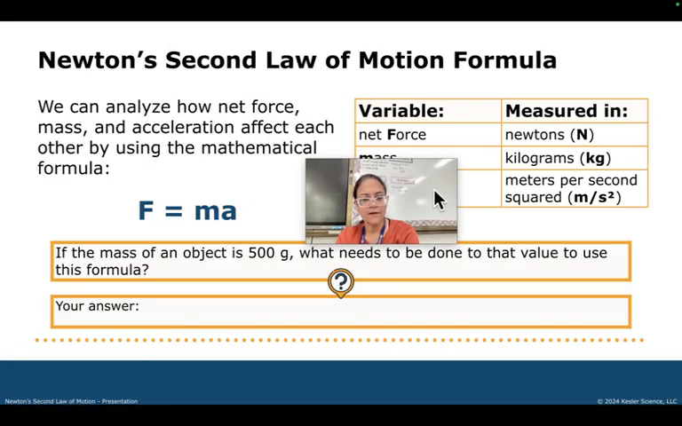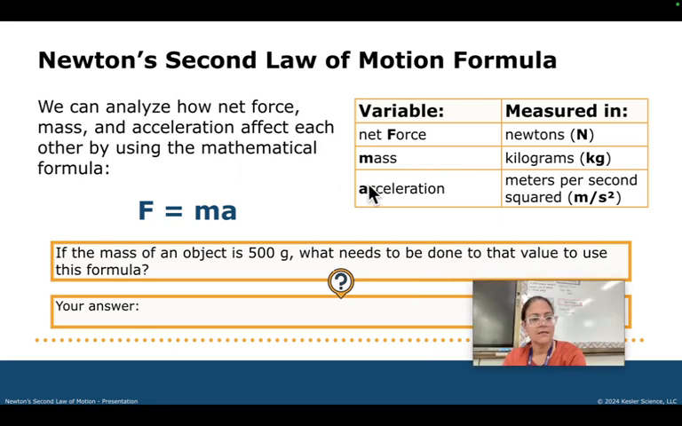Okay, so let's talk about a formula. We can analyze how net force, mass, and acceleration affect each other by using the mathematical formula F equals ma, where F stands for force, m stands for mass, and a stands for acceleration. So we have net force measured in newtons, mass measured in kilograms, and acceleration measured in meters per second squared. So that's why we have F equals ma.